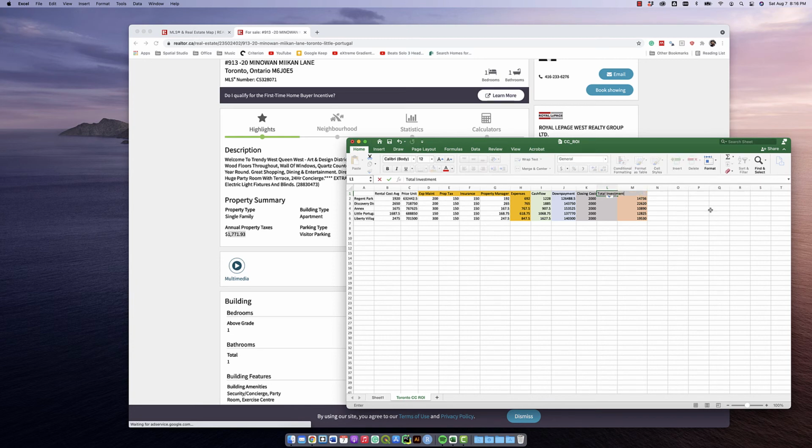Total investment, which is here, just another color. Running out of colors here, right? So I want to repeat myself here. Let's use, I don't know, just dark gray. Total investment would be the down payment plus the closing costs that I have.